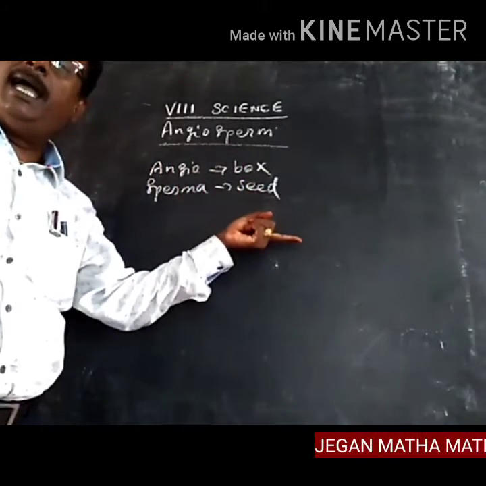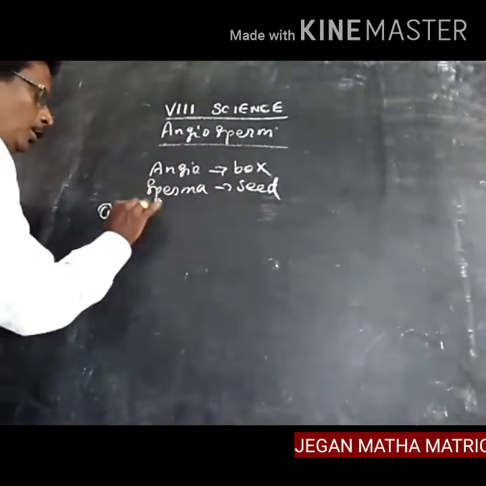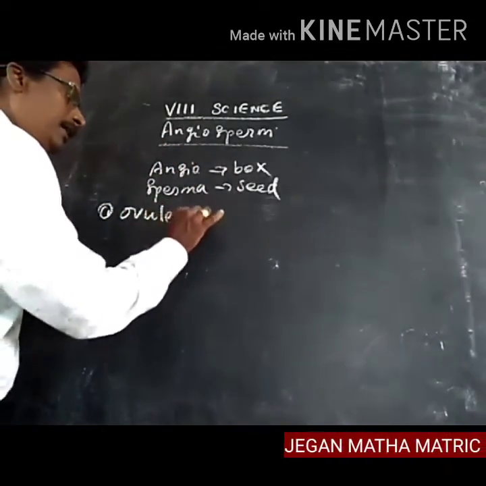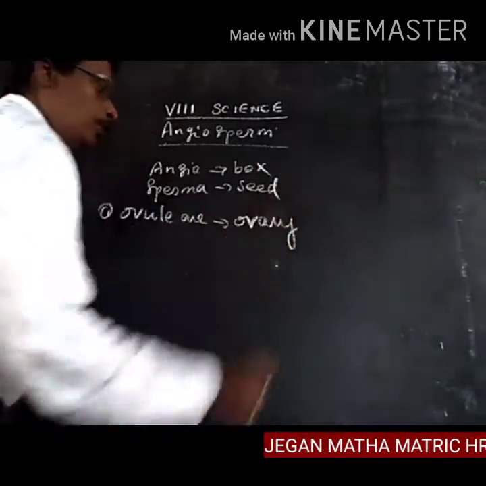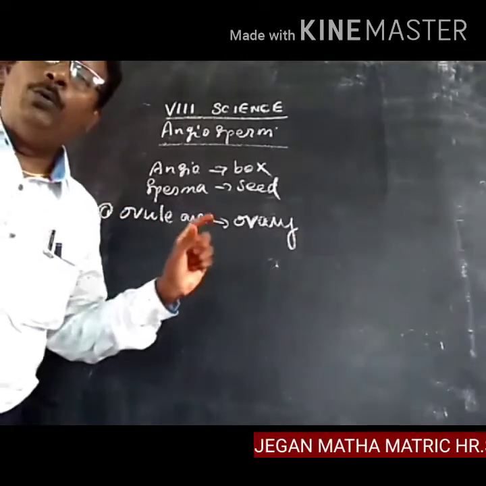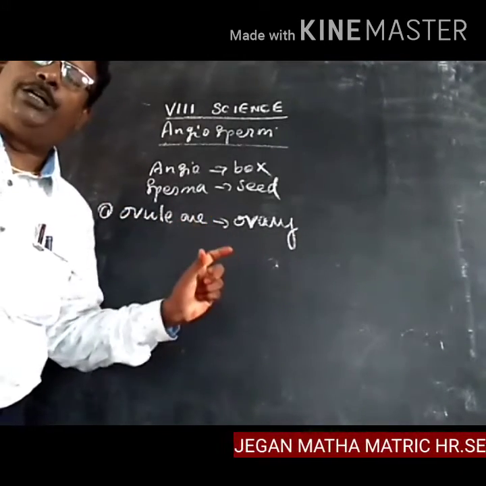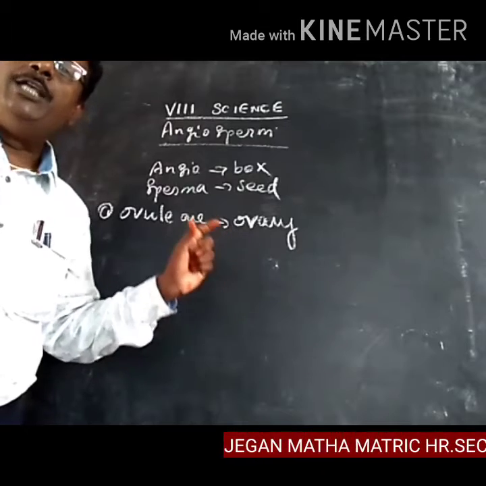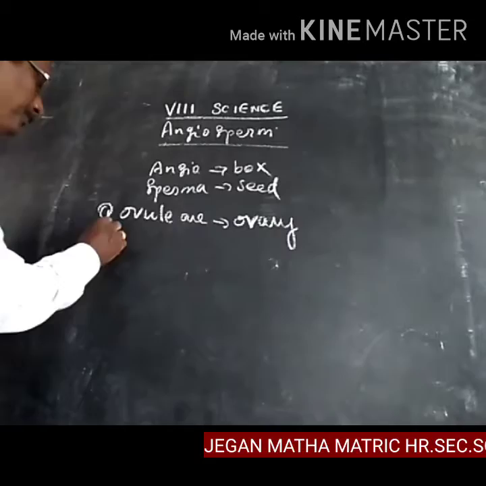It is called angiosperm. It means the ovules are surrounded by the ovary. It means seeds are covered by seed coat. It is called angiospermic plants.